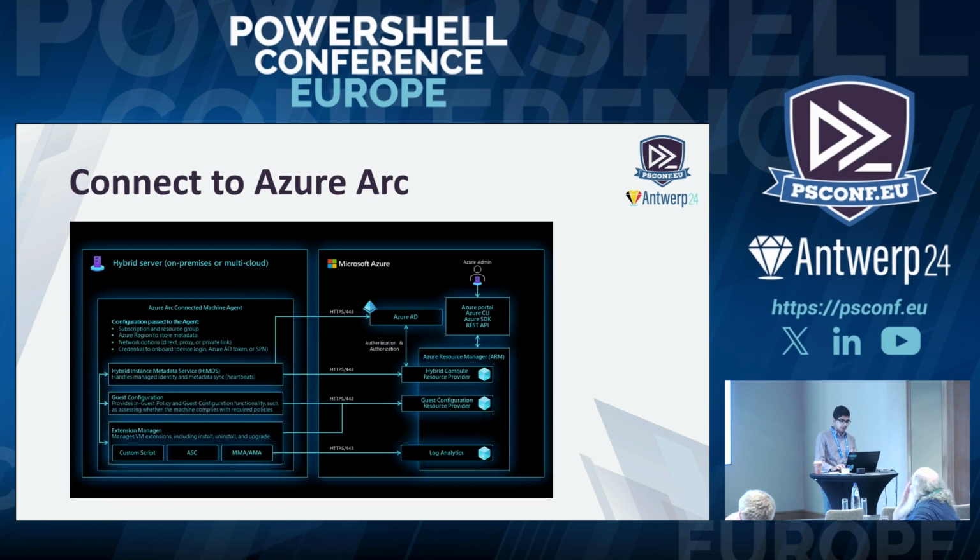But how's it working under the hood? It's the connected machine agent, right? You're establishing a connection to Azure. You're projecting into Azure. So we have the agent. On every single Arc-enabled server, you have the lightweight connected machine agent. And it's basically three core components, right? It's the hybrid instance metadata service. So it's establishing a connection to Azure. It's sending heartbeats. So we're making sure there's connectivity.